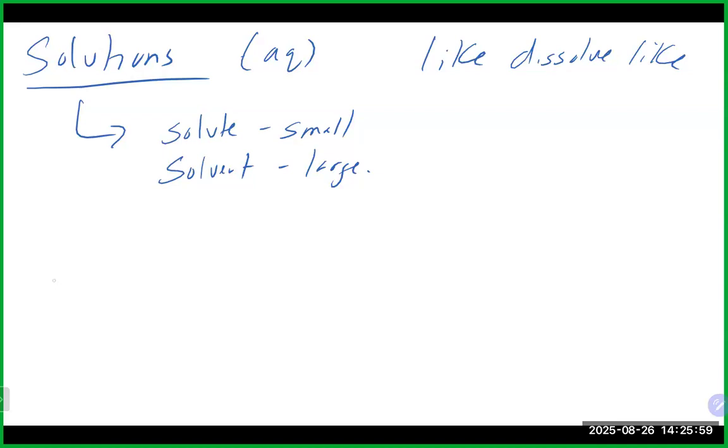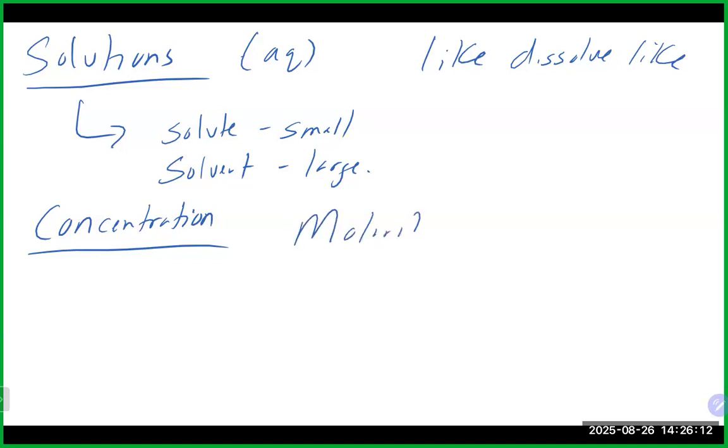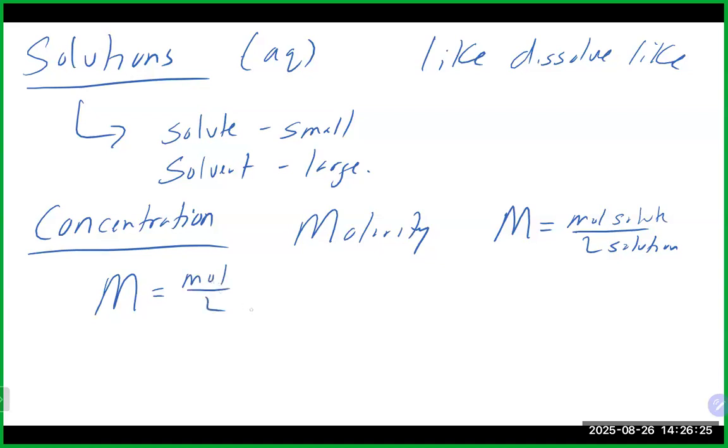Now, when we have a solution, probably the most common thing for a solution is concentration, and probably the most common concentration unit that we use is molarity, which is big M, right? So molarity is equal to moles of solute divided by liters of solution. It is a formula that hopefully you know because we will use it a lot. Molarity is moles per liter.